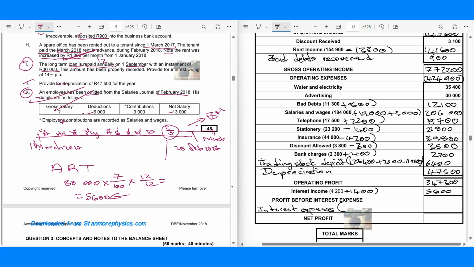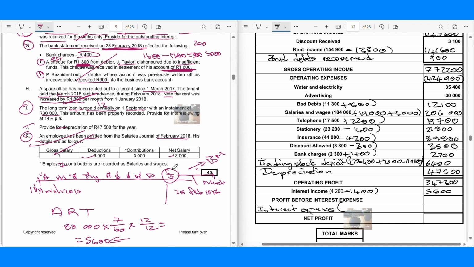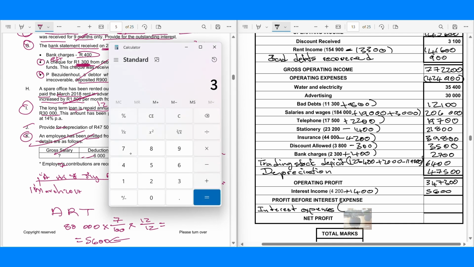So let's check the net profit. Okay, we know that these two give us what? Let's add the two. 347,300 plus 5,600. We are going to get 352,900. Sharp.